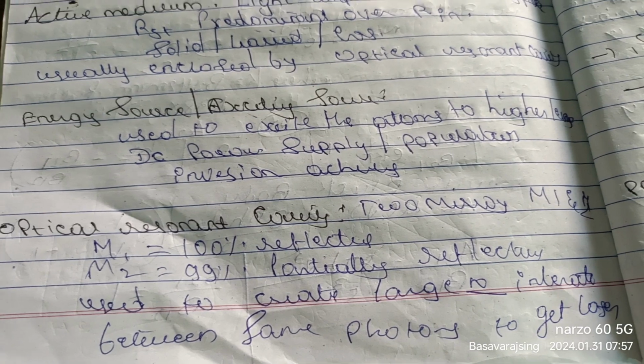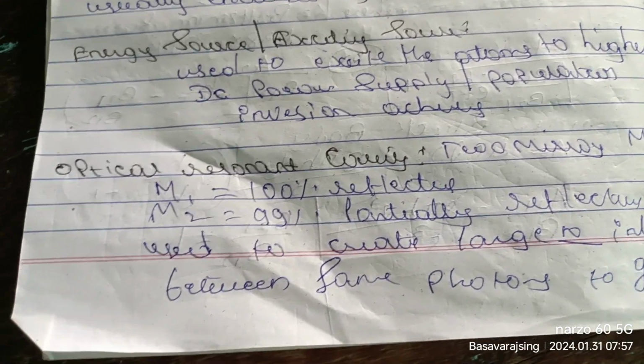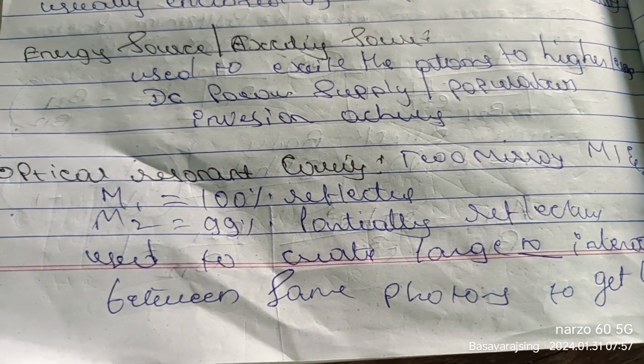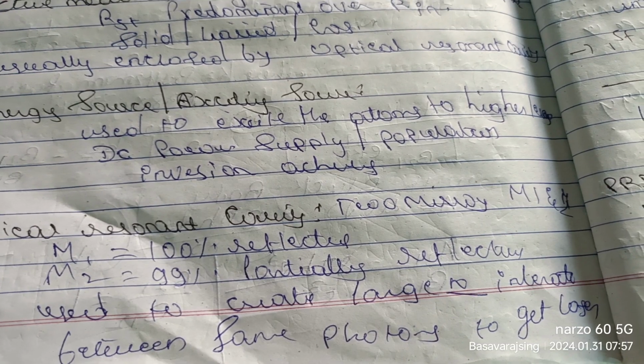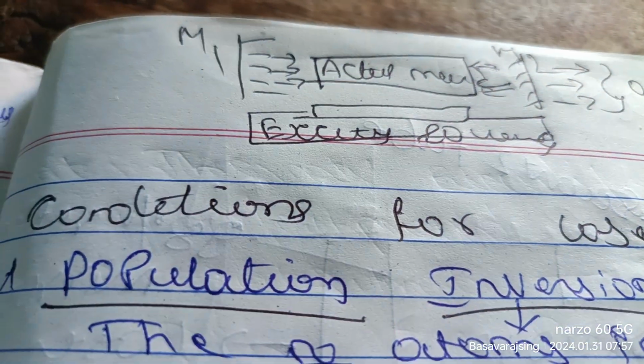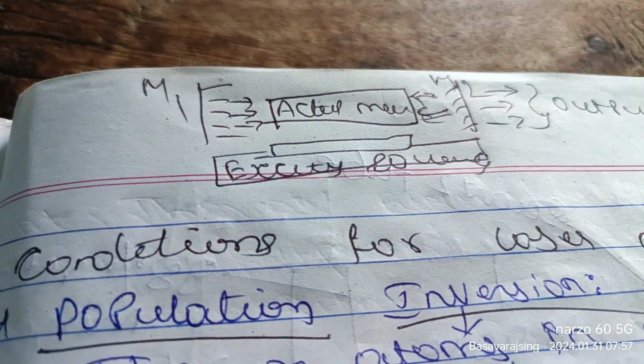Next, an energy source must be there for achieving population inversion. We will discuss population inversion later. It is used to excite atoms to a higher state, using a DC power supply, so that population inversion can be achieved. The laser system device consists of M1 and M2, the active medium, the exciting source and the output.